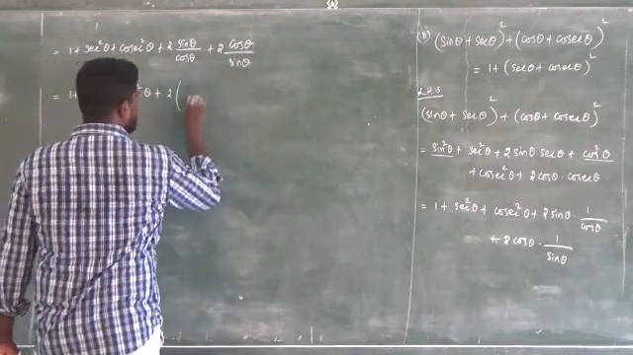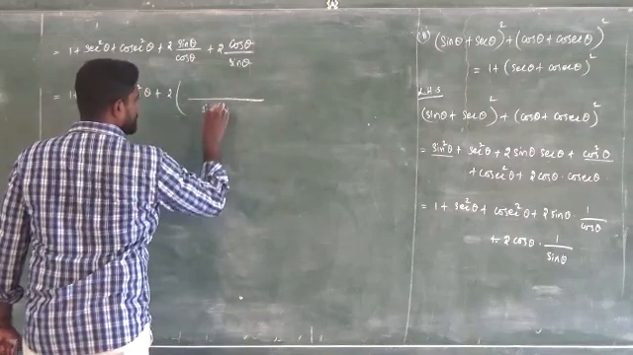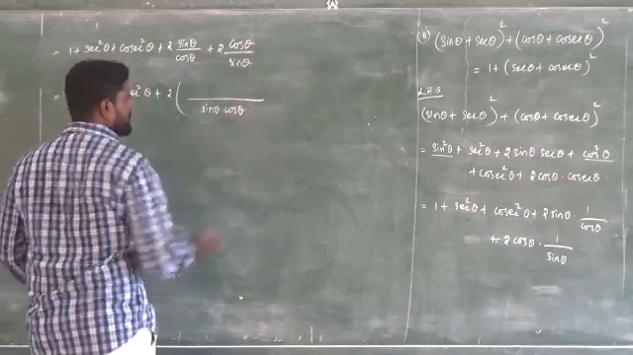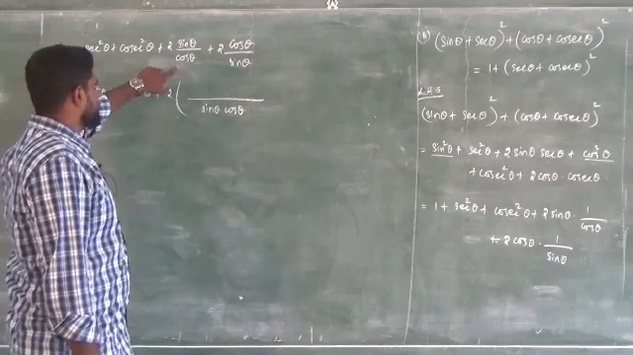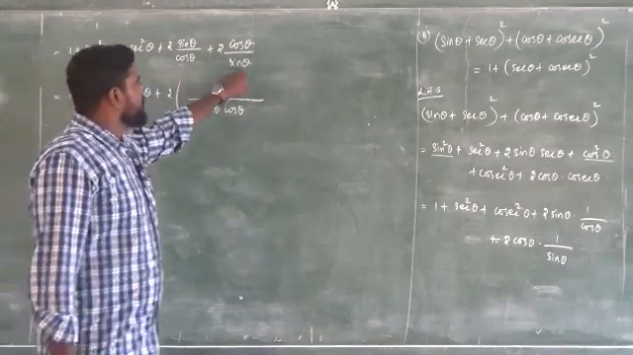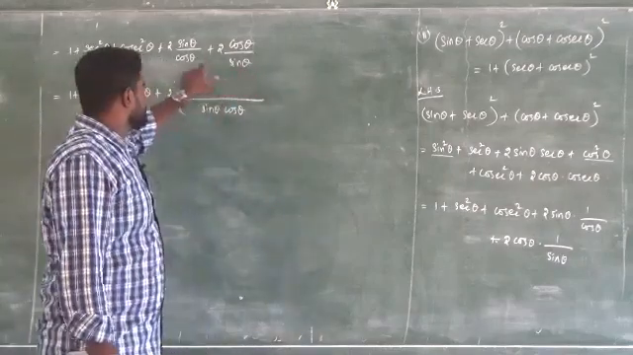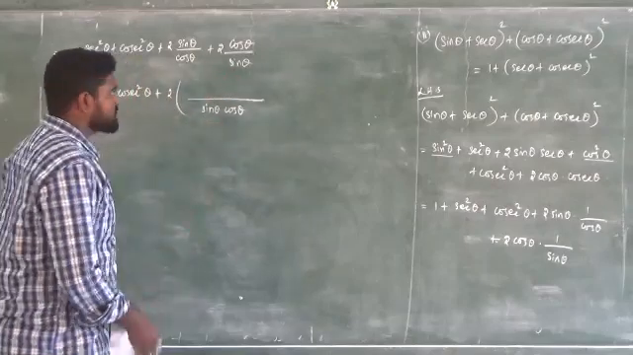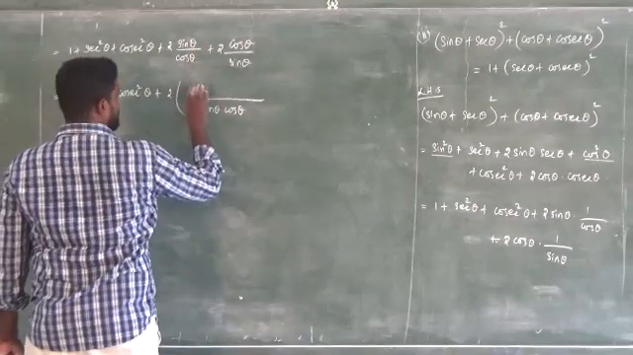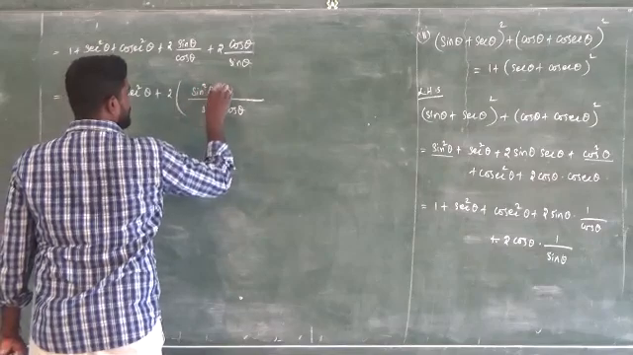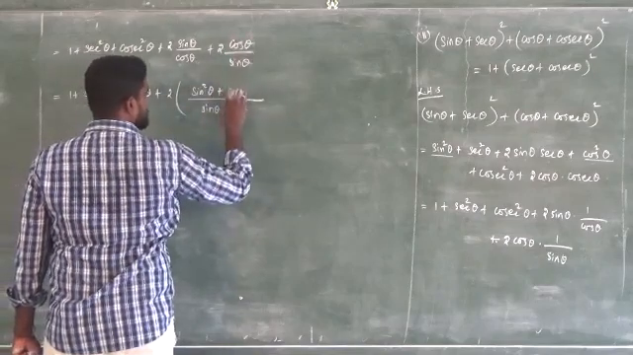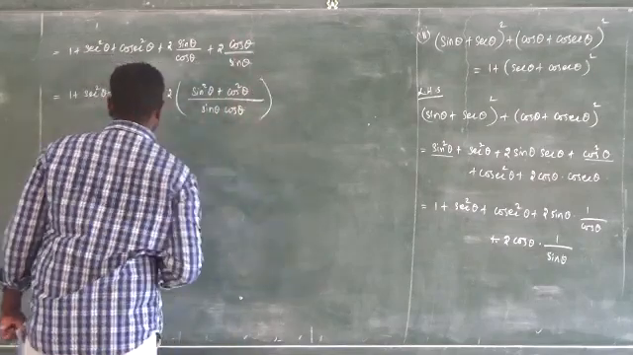if you take as common, what is LCM? LCM is sin theta into cos theta, because in the first fraction we have cos theta, in the second fraction we have sin theta. So LCM is sin theta into cos theta, cross multiply sin theta into sin theta, it is sin square theta plus cos theta into cos theta, it is cos square theta.